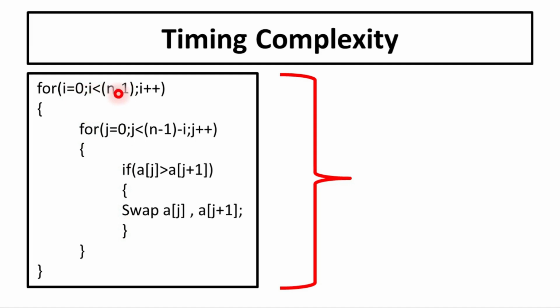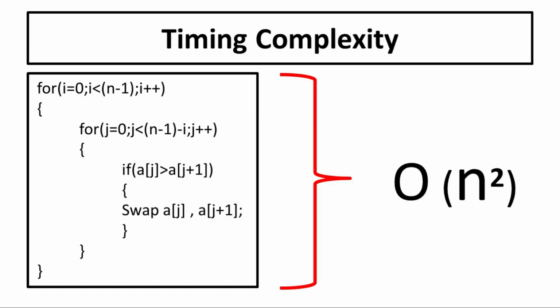The first loop runs n-1 number of times. For each iteration, j also, in the worst case, will run for n number of times. In the worst case, when i is 0, j has to run n-1 number of times. So the worst case time complexity, since i is running n number of times, and for some values of i, j is also running n number of times, n into n, the worst case time complexity is order of n square, where n is the number of elements.